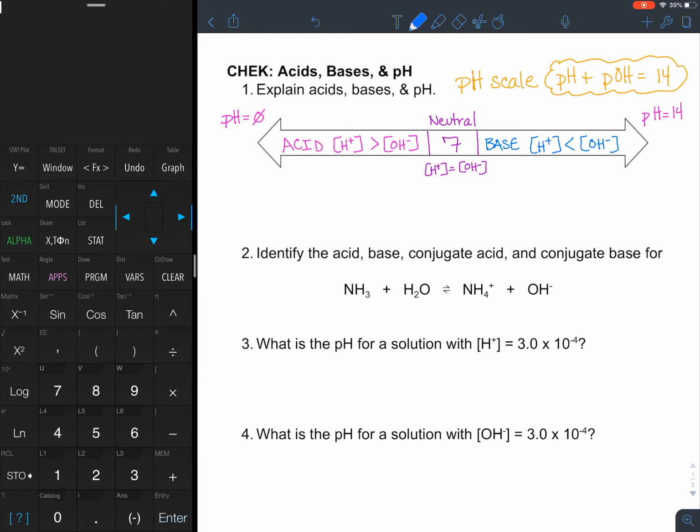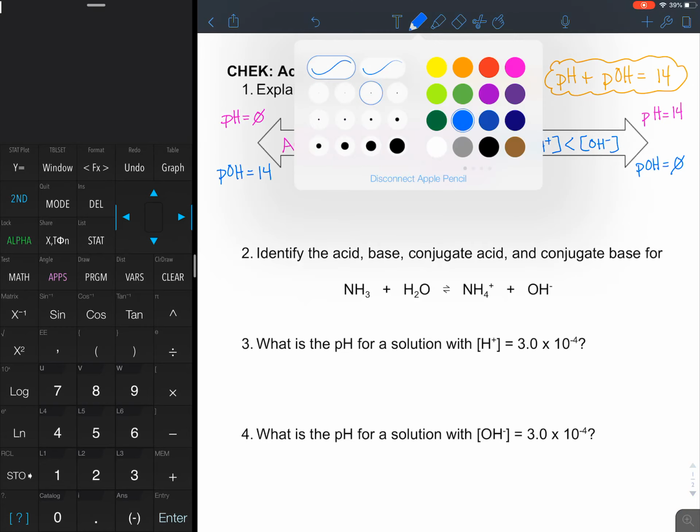An interesting thing about this scale is that the inverse of it is the pOH scale. This would be a 14 on the pOH scale, and then on the other end, pOH would be equal to 0. So we can actually look at the inverse of that, but most of the time we look at the pH scale in its entirety. So let's just define really quickly what an acid versus a base is.